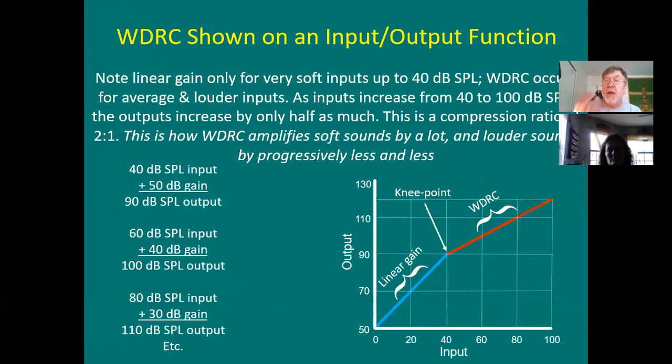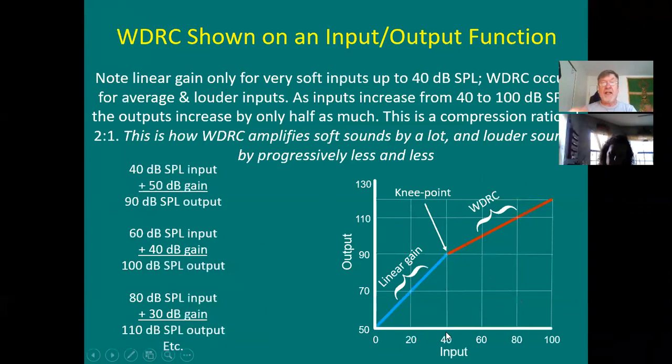Okay, this is for mild to moderate hearing loss, where the damage is caused by outer hair cells, and outer hair cells amplify soft sounds by a lot. Okay, so in a way, WDRC is an electronic imitation of the cochlea. You're imitating what the outer hair cells used to do. And notice the linear gain, which is the most gain, is provided for soft inputs, 0 to 40.